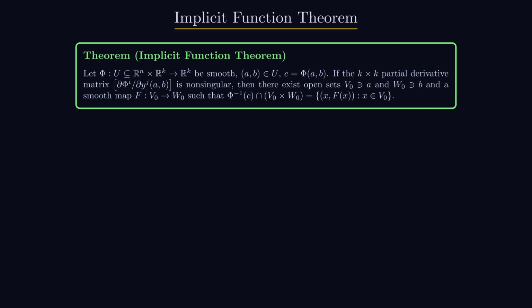Without the hypothesis that the y Jacobian is non-singular, the level set near a and b may fail to be a graph, it can be tangent to the x fibers or develop singularities. The proof constructs the psi map and applies the Euclidean inverse function theorem to it, which requires examining the block structure of d psi.